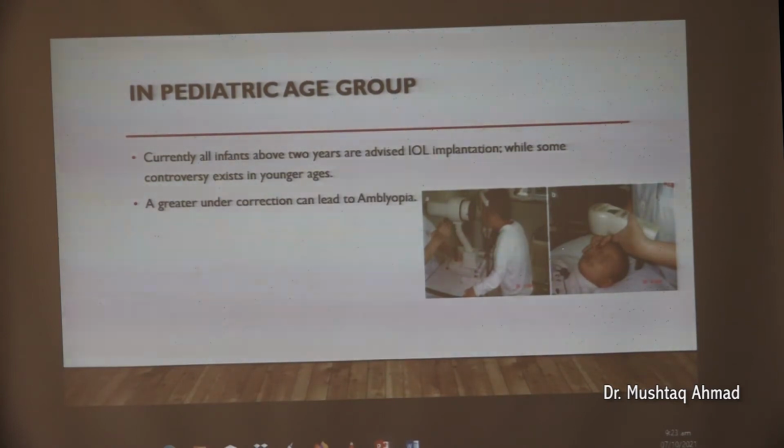In the pediatric age group, currently all children above 2 years are advised IOL implantation, while some controversy exists in a younger age group, like an infant. A greater undercorrection can lead to amblyopia. So you will keep in mind, if the patient or parents are not committed properly, they will not use glasses. So you can increase the number, remain toward the ametropia, to prevent amblyopia.